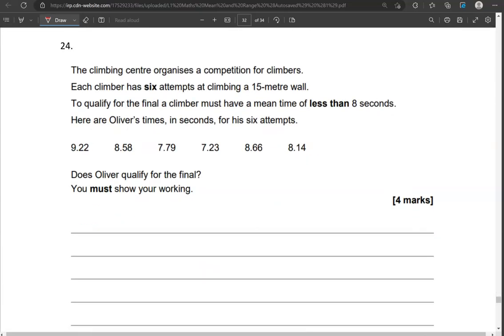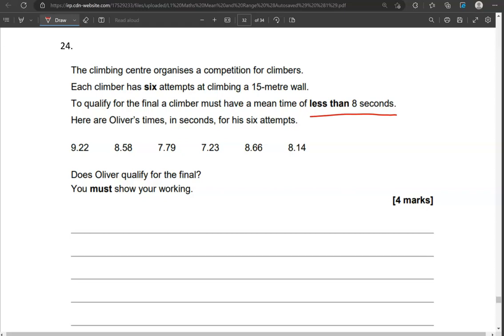The Climbing Centre organises the competition for climbers. Each climber has 6 attempts at climbing a 15-metre wall. To qualify for the final, a climber must have a mean time of less than 8 seconds. Here are Oliver's times in seconds for his 6 attempts. Does Oliver qualify for the final? You must show your working.